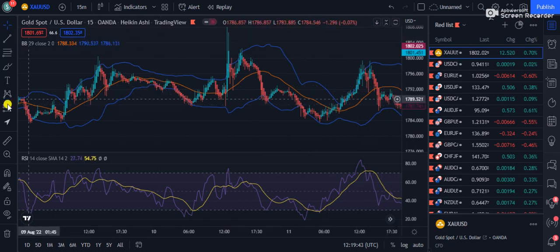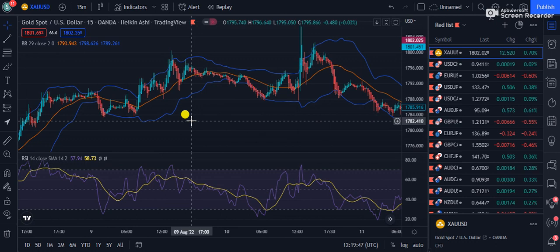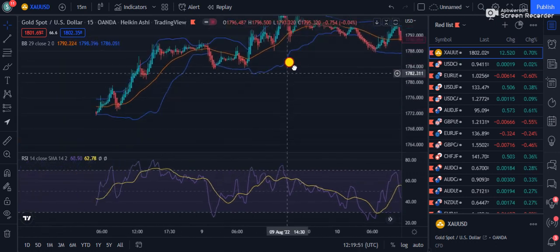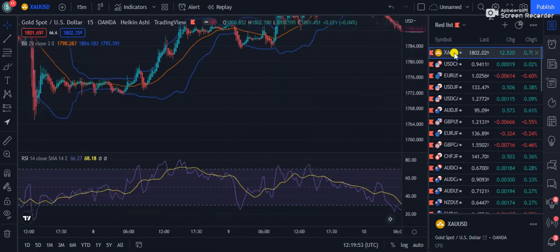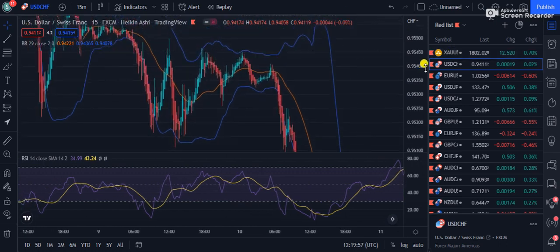Similarly, you know very well how to calculate the profit and the risk and reward ratio. So you can set up according to it, right? So this is the way that you will be using the Bollinger Bands to get the maximum benefit from the market. Let me see some other options.